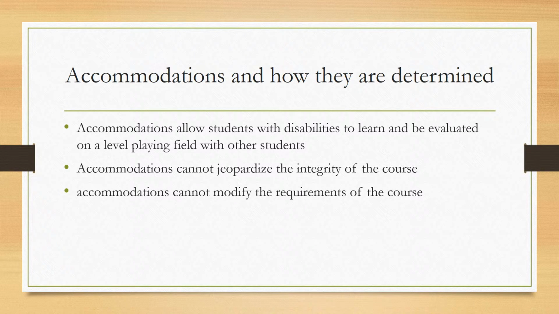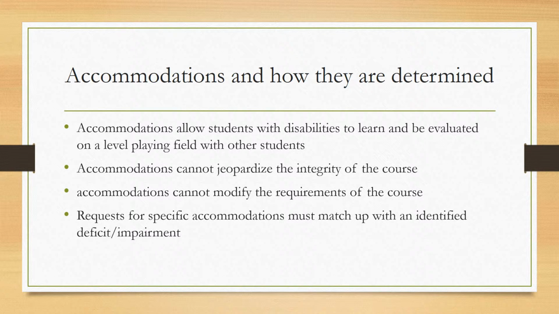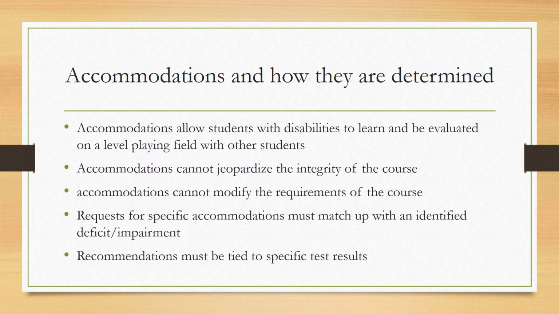Requests for specific accommodations must match up with the identified deficit or impairment, given that the area of disability is to be alleviated by that accommodation. Recommendations must be tied to specific test results and must include a rationale and a description of the impact of the disability on academic functioning.